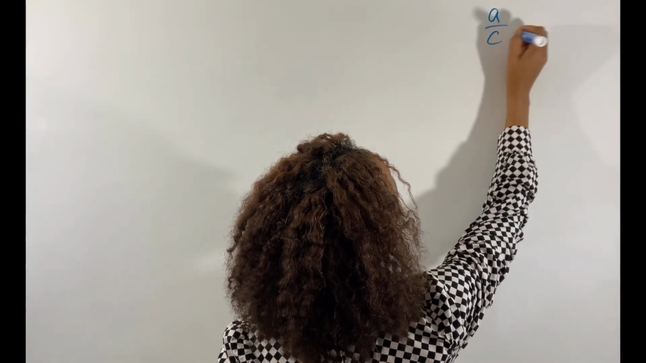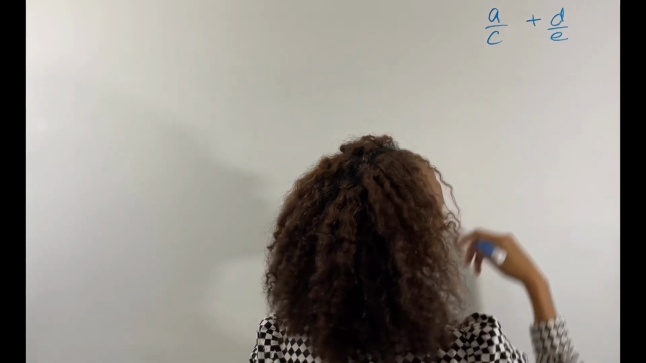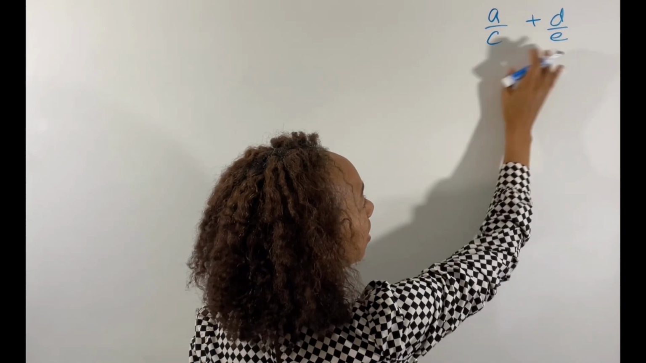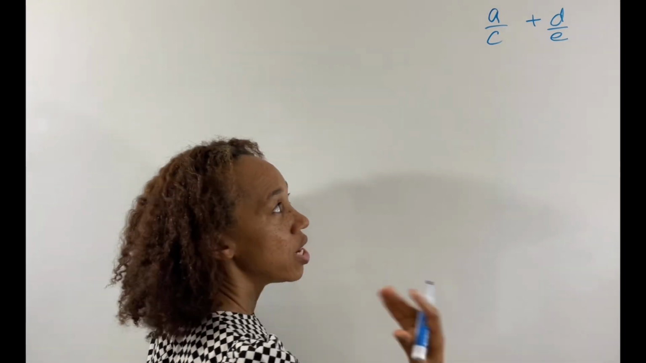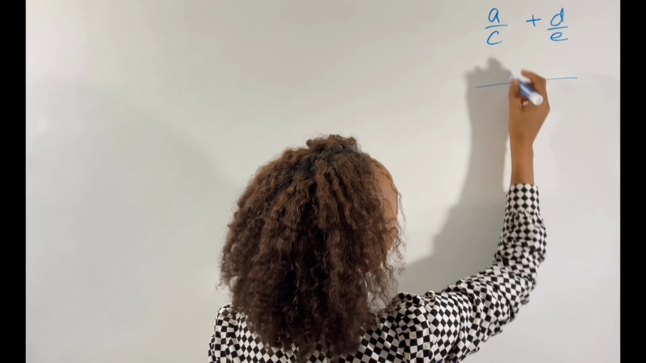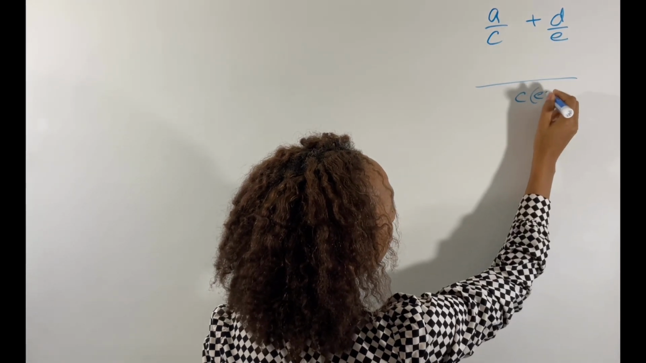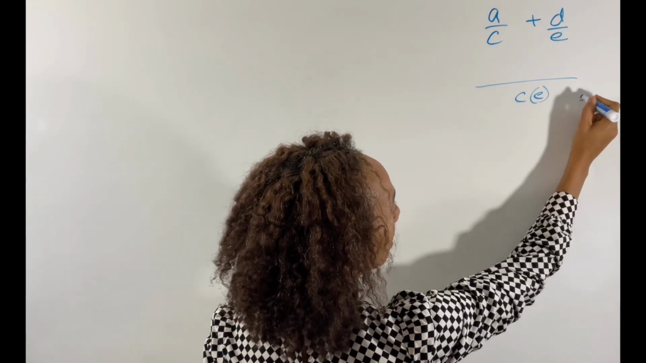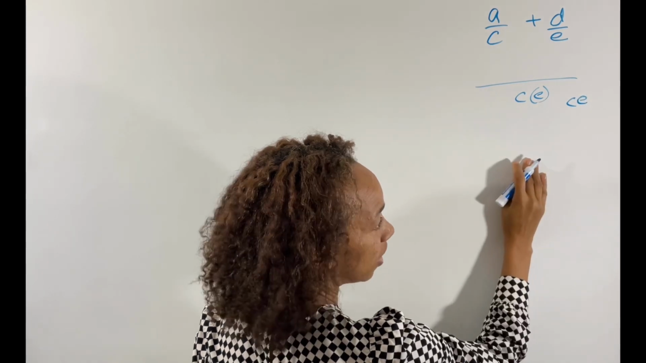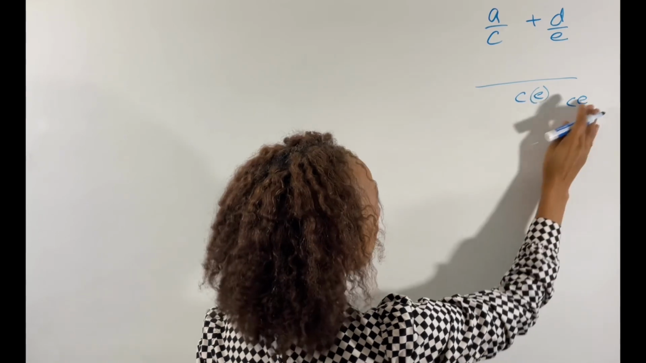So if you were given a over c and you were told to add it to d over e, you will notice that the denominators here are not the same, meaning that they are uncommon. And so for this example, you will have to multiply these two together. You can write it as this, or you can write it as simply CE. It doesn't matter. I like to tell my students to write it as this, okay?